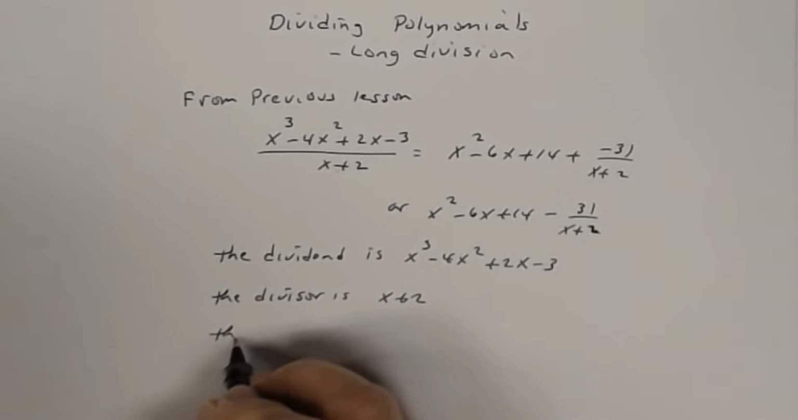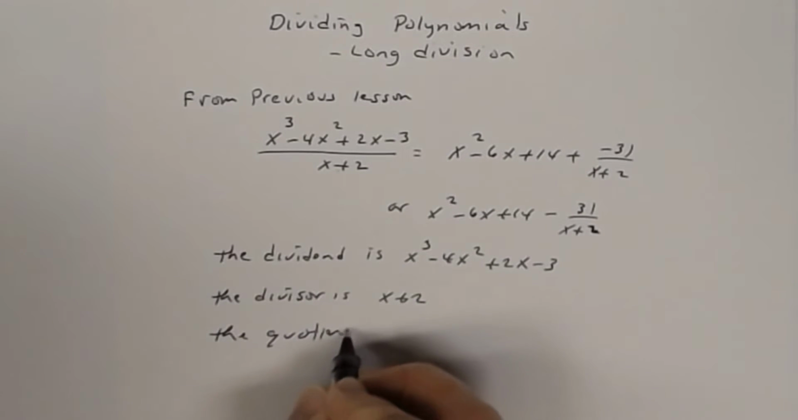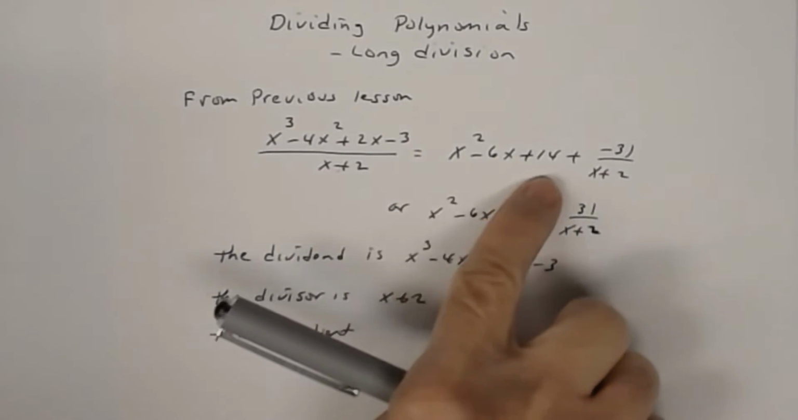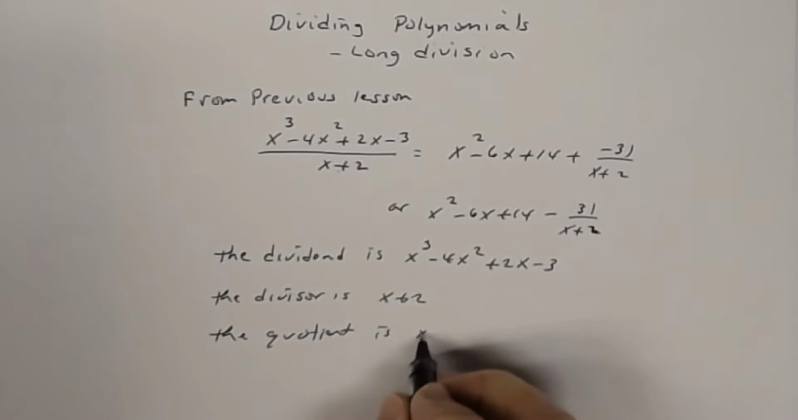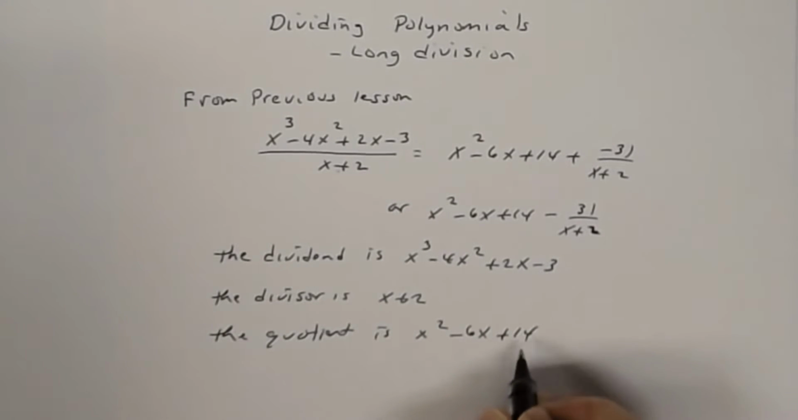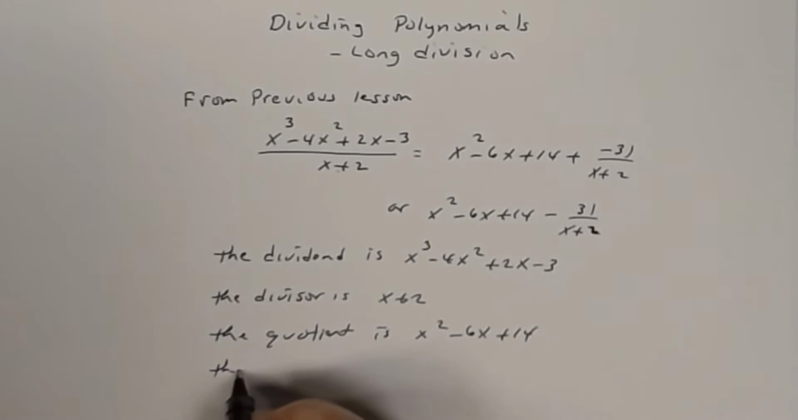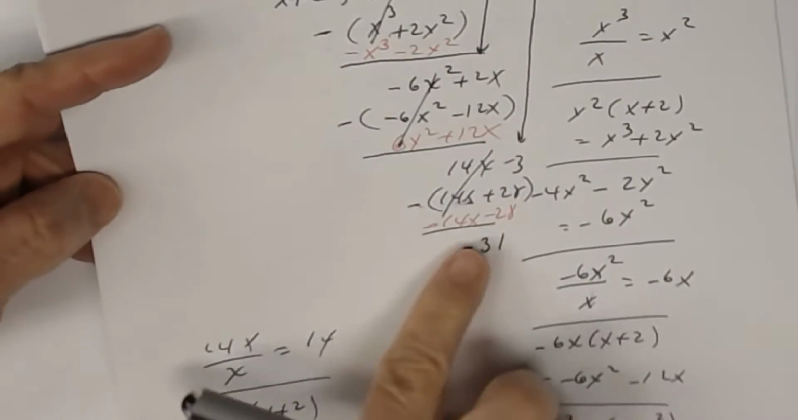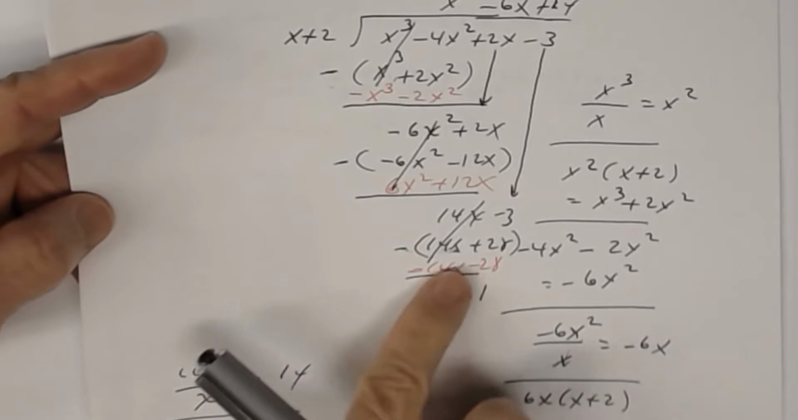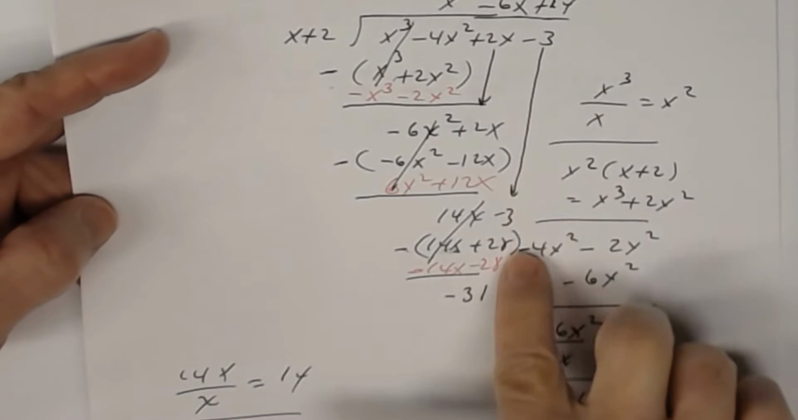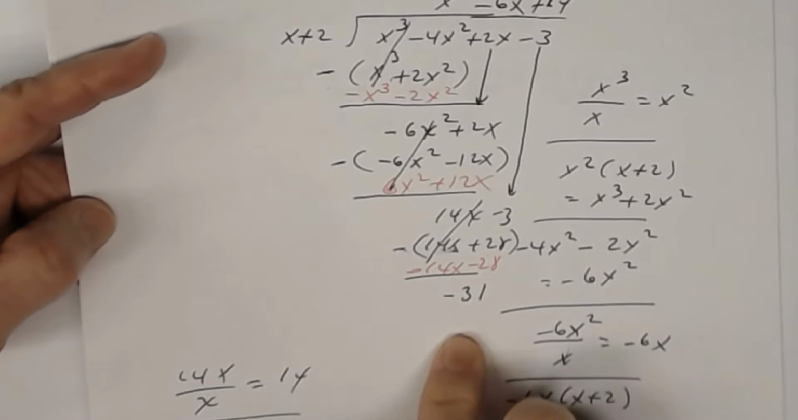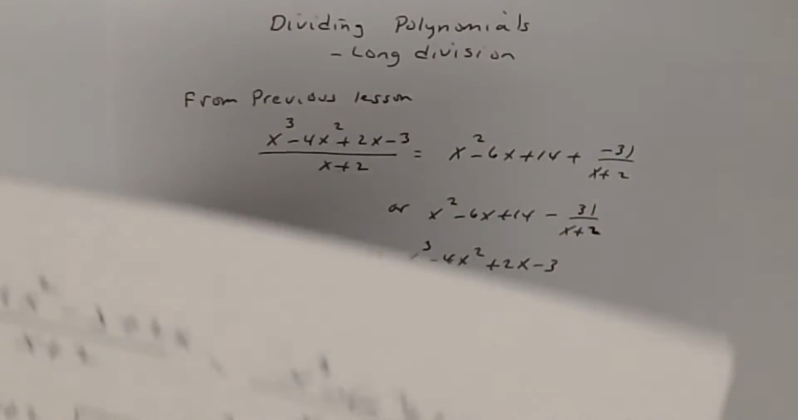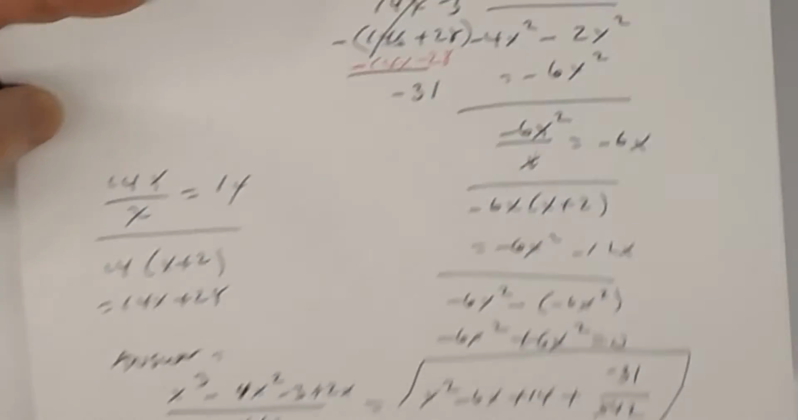The quotient: remember when you do the long division, this is the quotient. So the quotient is this polynomial right here. The quotient is x squared minus 6x plus 14. And the remainder: remember, when you did that long division, the remainder is this right here. When you can no longer bring down any other term, then this would be your remainder. So the remainder is negative 31. Now notice the way we wrote the answer was this way.